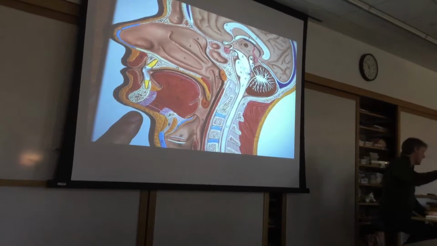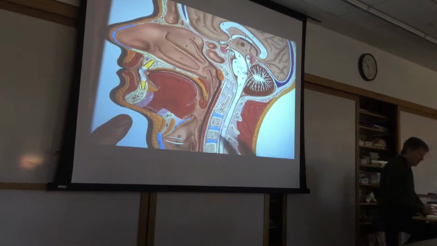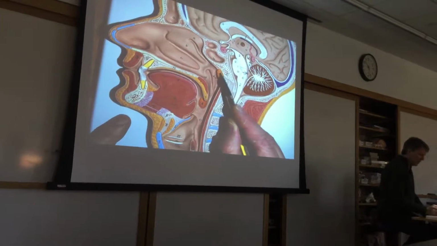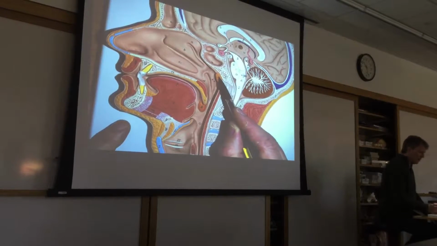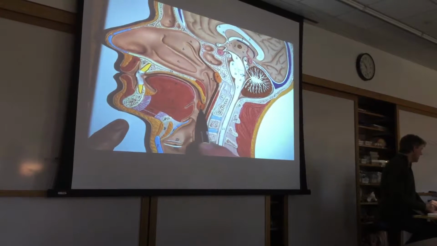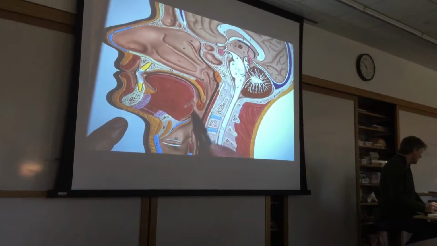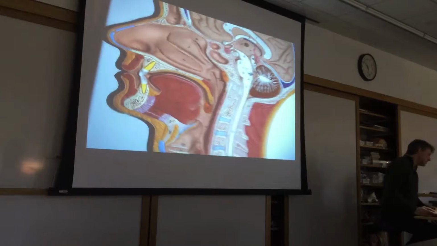Oh, other things to show you on the sagittal face, guys. Some of these things you already know. What's this thing? That's your adenoid or your pharyngeal tonsil. What's this thing? Palatine tonsil. And what's this? That's your lingual tonsil. Good.